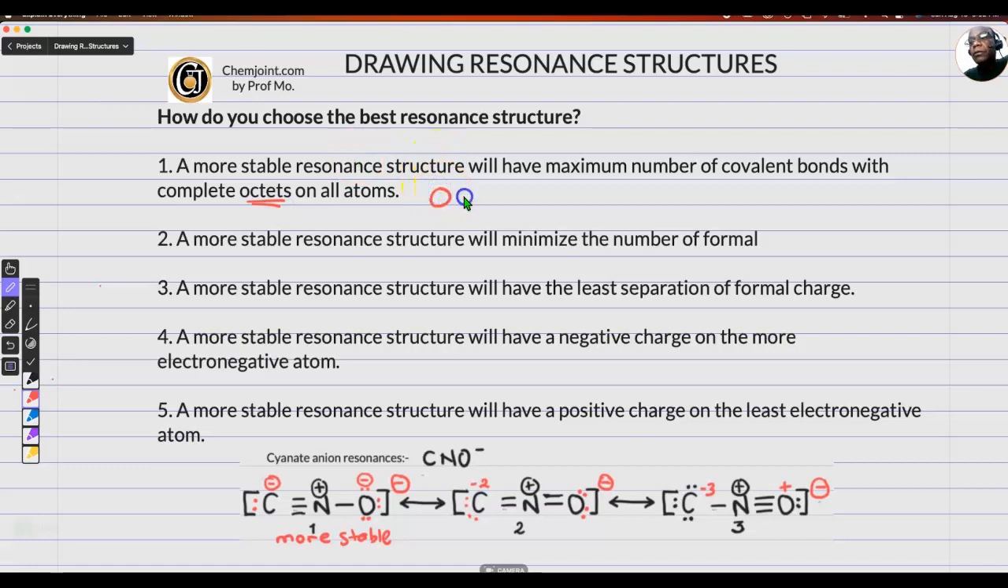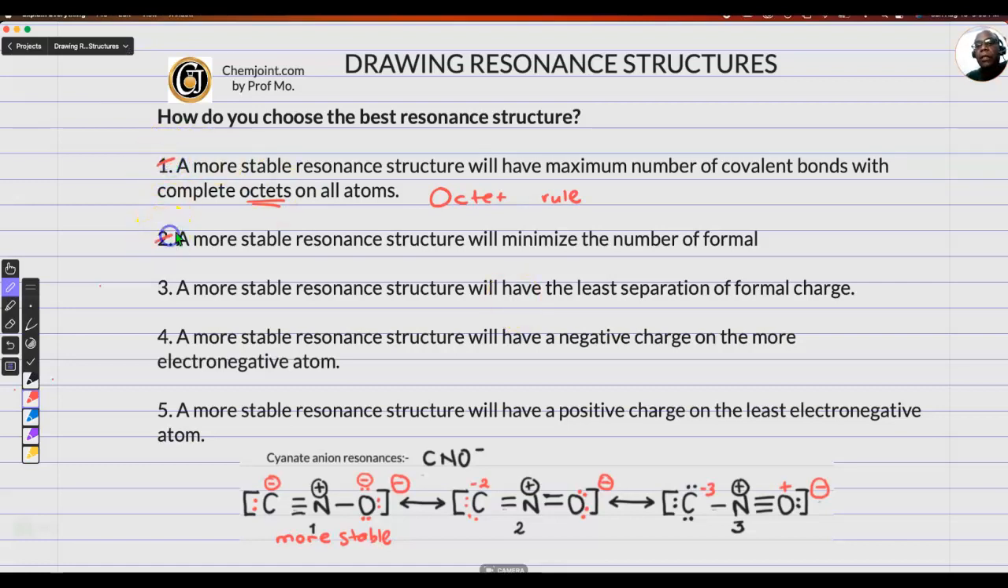So you want to consider first and foremost the octet rule. If there is anyone that has full octets, meaning 8 electrons around elements, except of course hydrogen, which takes 2, and the other ones don't have it, that's what you want to go for.